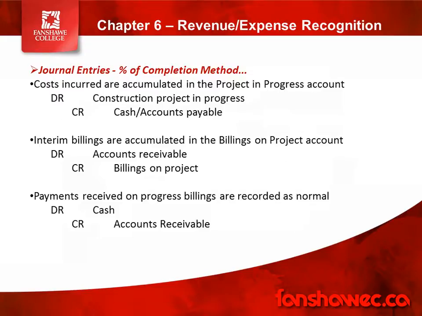All right, so if we take a look at the journal entries for percentage of completion, there's your 3 standard entries. You're going to do those every year no matter what. The first one is the costs incurred during the year. The second one records what we billed the customer during the year, and that third one records what they paid us. Okay, those are the exact same as the completed contract method.